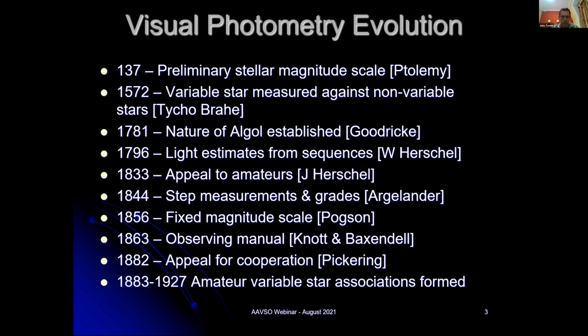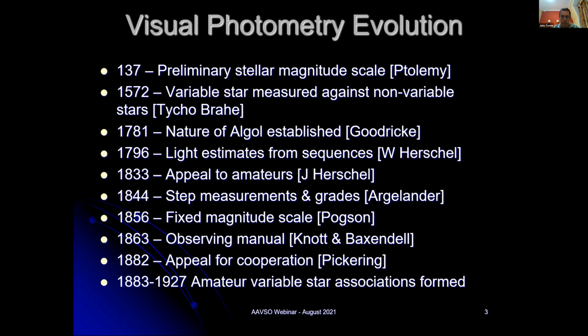A few years later, Pogson fixed the magnitude scale at 2.5 per magnitude. And then in 1863, we have Knott and Baxendale putting together the first observing manual for visual photometry. And in 1882, Pickering made a further appeal, similar to what Herschel had done, for amateurs to undertake visual photometry. And as a result of that, amateur variable star associations were formed, including the AAVSO, and that is the reason why we're here.